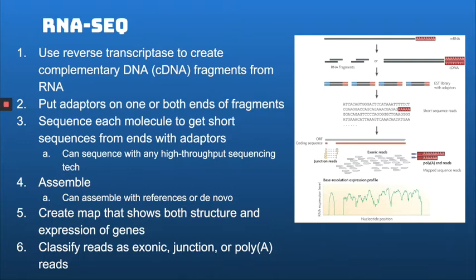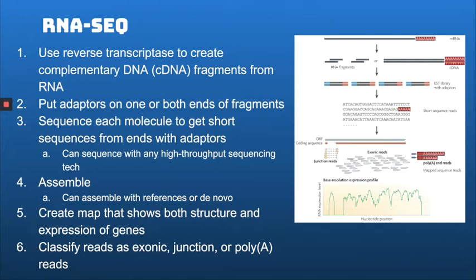This sequencing can be done with literally any high throughput sequencing tech. High throughput sequencing tech is just tech that uses a large amount of computing power over a long amount of time. That's what that means. Fancy word, not so fancy meaning. And then after you do that, you can assemble them as best as you can, using genome references or transcript references, or just do it de novo.